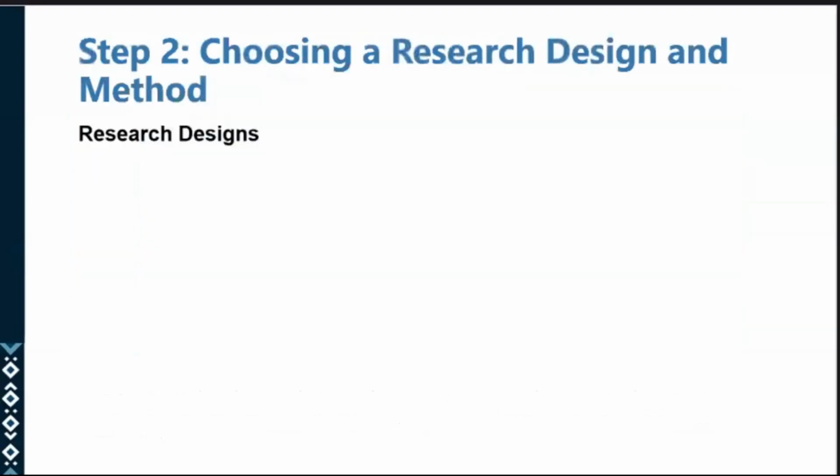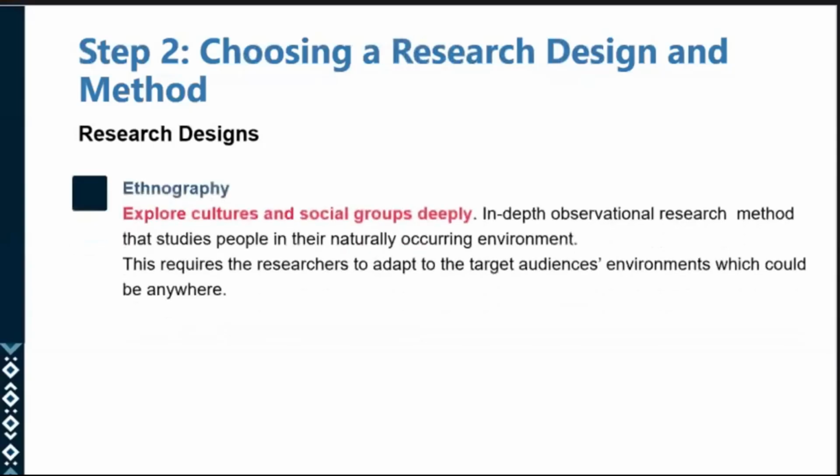Before the next step, step 2 for conducting qualitative research is choosing the appropriate research design and method. There are various types of research design. So I structured it into research designs and research methods. The first we are going to be talking about is ethnography. This design explores cultures and social groups, and studies people in their natural environment.